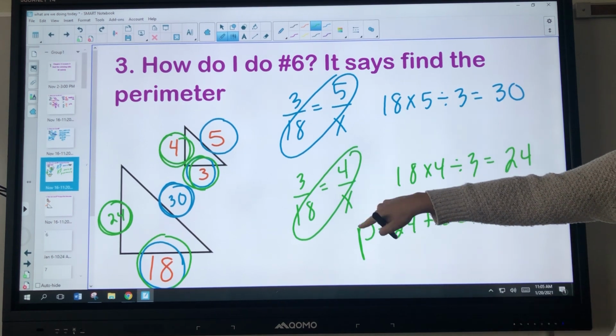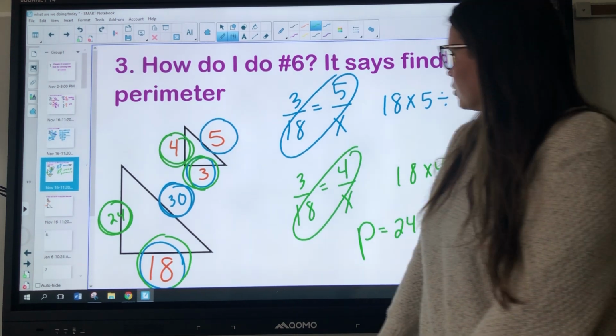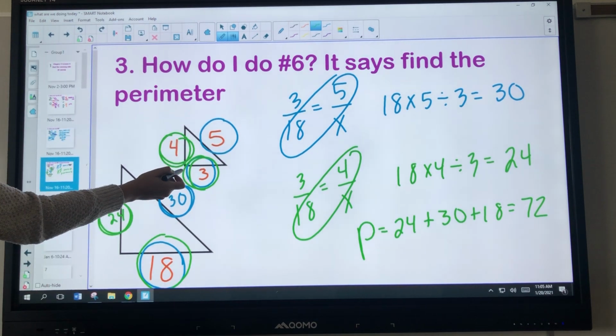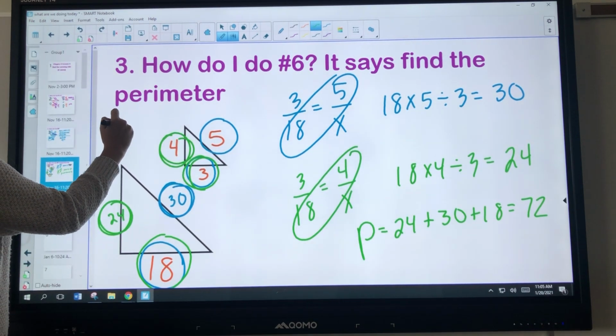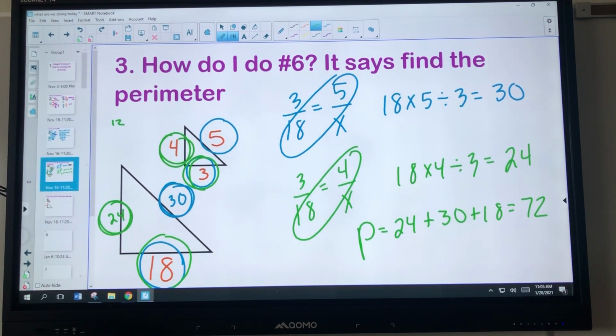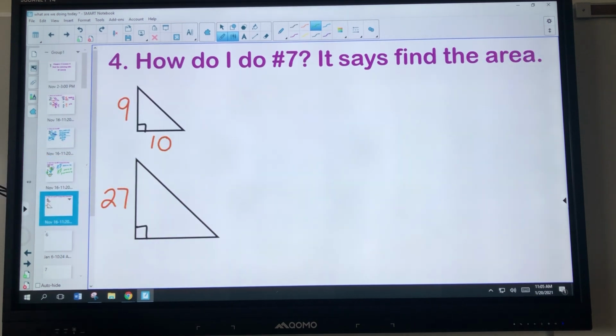The perimeter of the large one was 72. The perimeter of this is 5 plus 4 plus 3, which is 12. Okay? And then the last one, how do I do number 7?